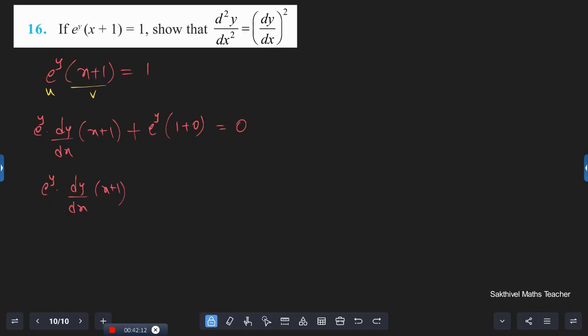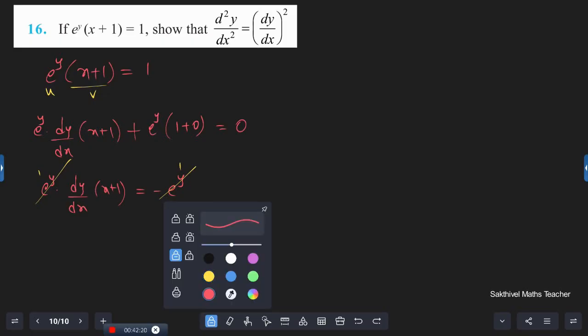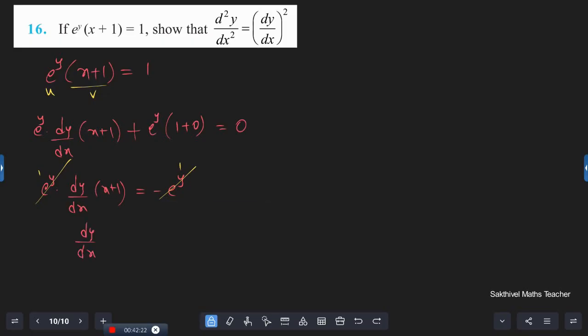Just e power y, which when you send to the opposite side is minus e power y. Now e power y, e power y, you can cancel one time. So what I am getting here is dy divided by dx, here 1 minus 1, and x plus 1 when you send to the opposite side, divide by x plus 1, I am getting.